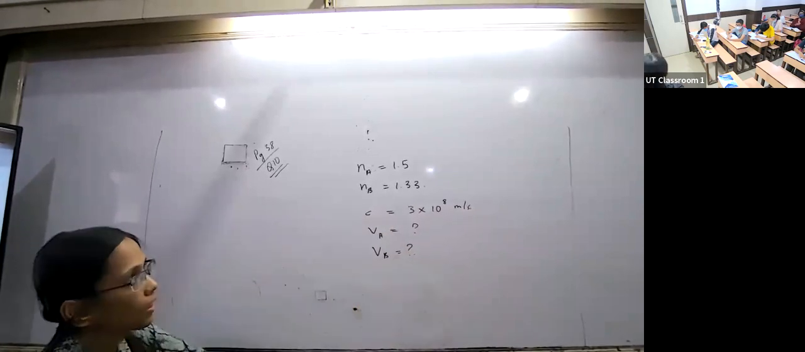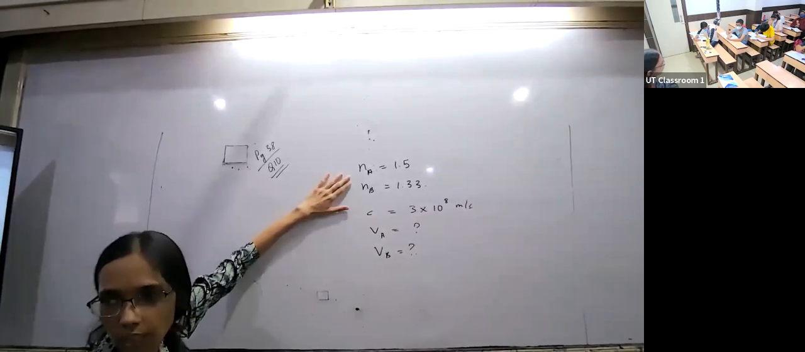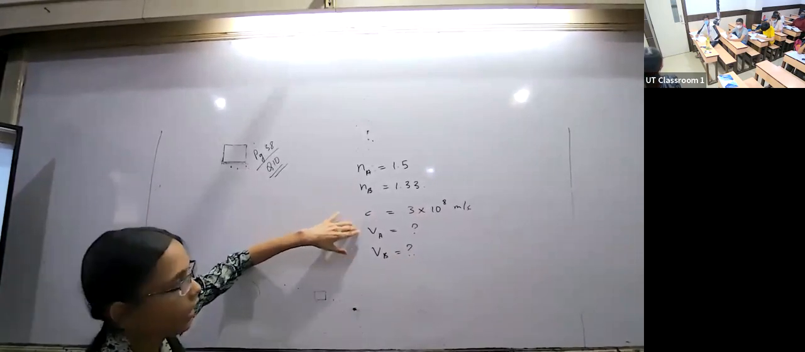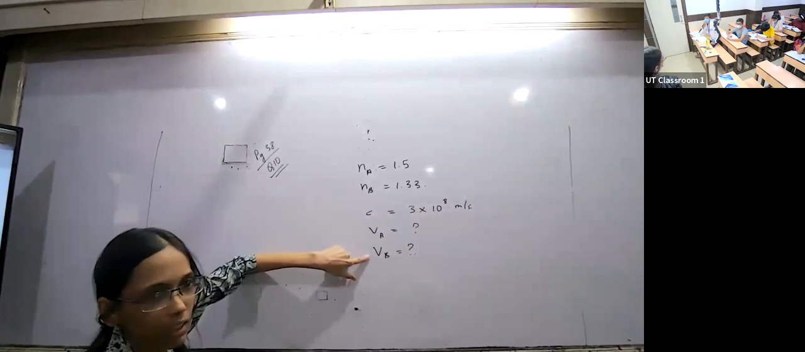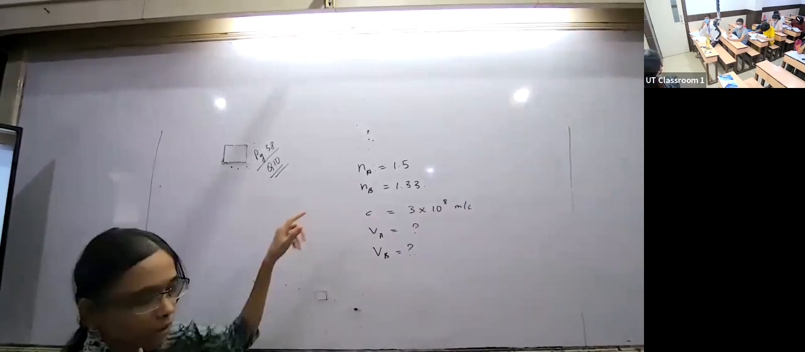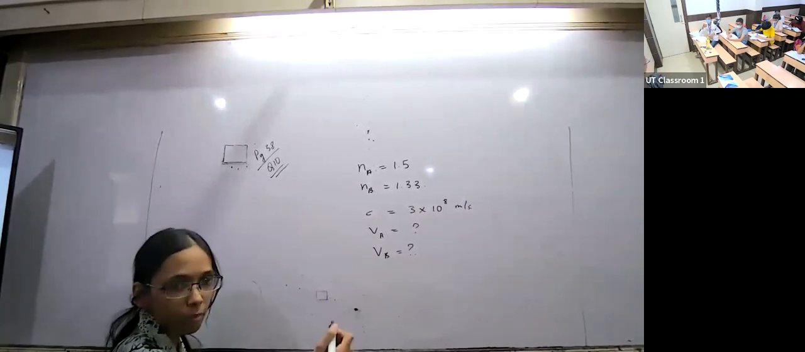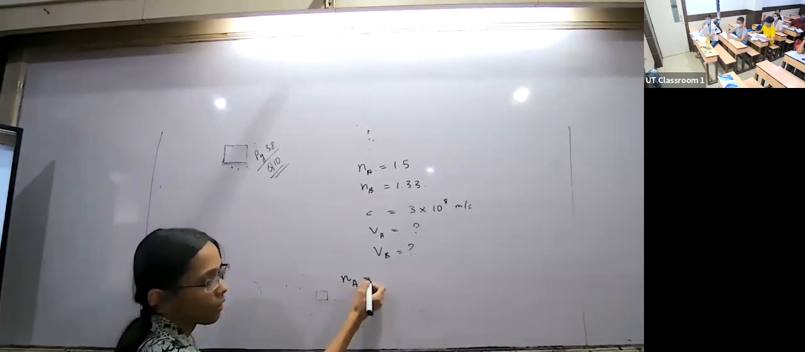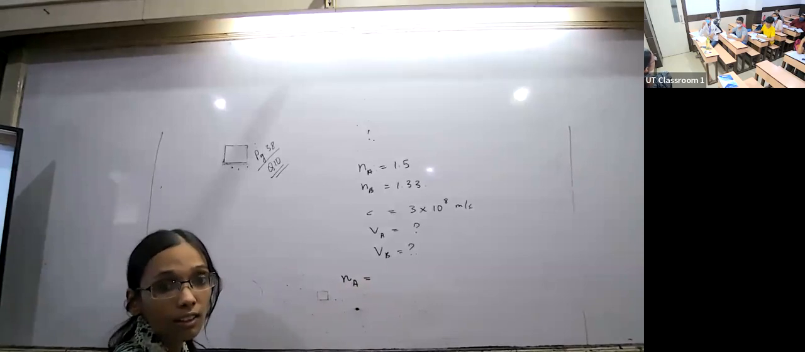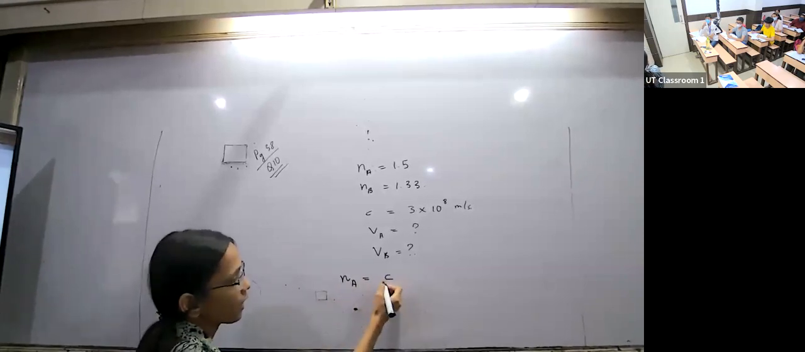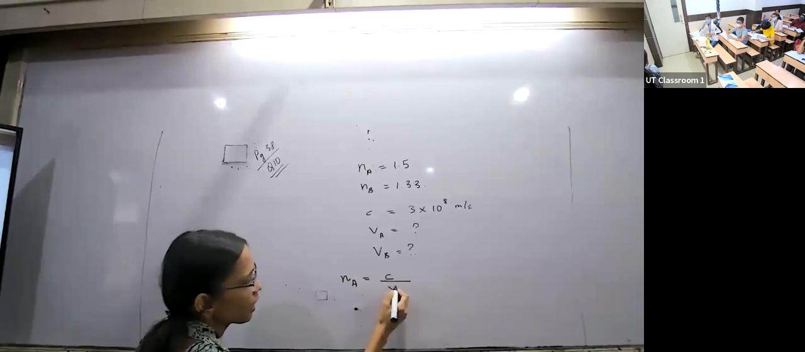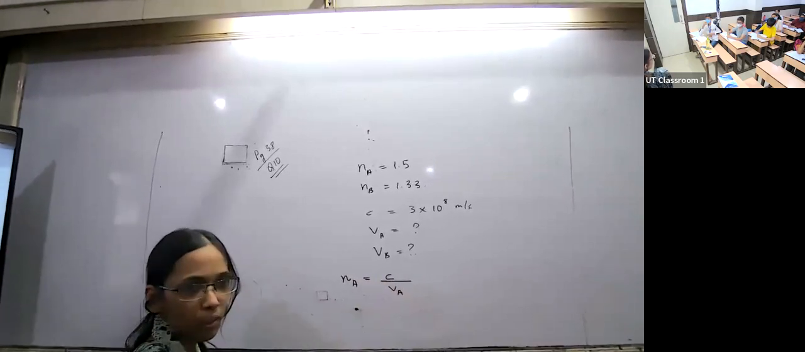So the refractive index of each of the mediums, I know the speed of light. I need VA, I need VB. I know the formula for this. What is the formula for refractive index? Speed of light in air upon speed of light in the medium. So NA is equal to C upon VA. This is my formula.